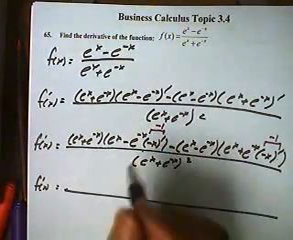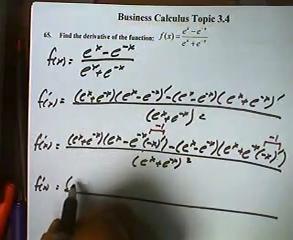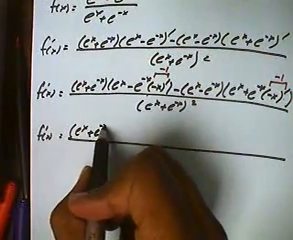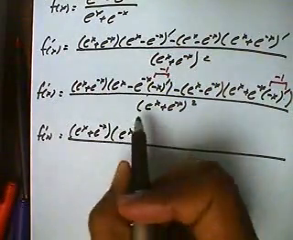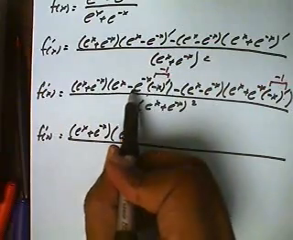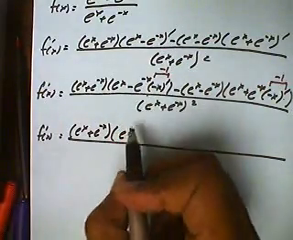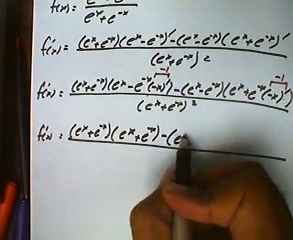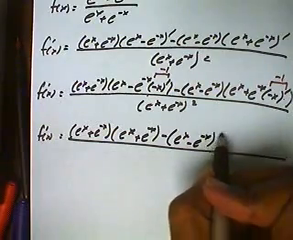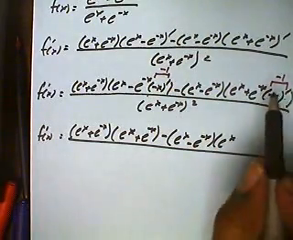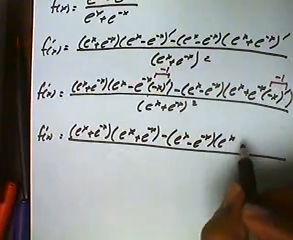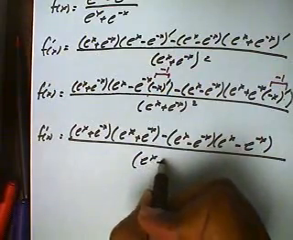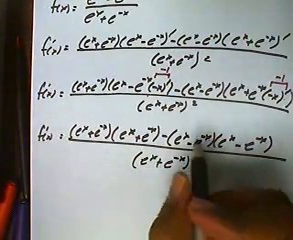Alright, so this negative 1 times, well, let's go back. e to the x plus e to the negative x, e to the x. And this negative 1 times the negative e to the negative x will be positive e to the negative x. This will remain e to the x minus e to the negative x. This will remain e to the x. But the negative 1 times the positive e to the negative x will give me negative e to the negative x, all over (e to the x plus e to the negative x) squared.